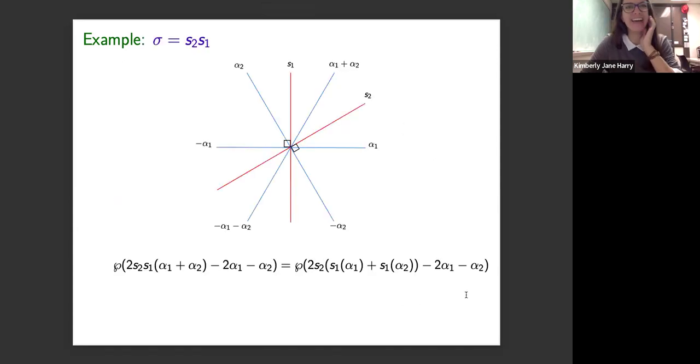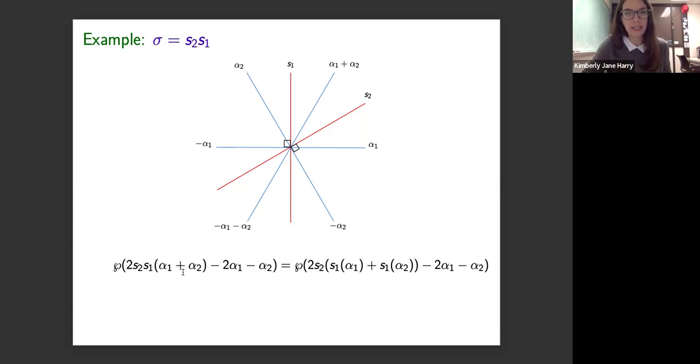So let's look at another element in the Weyl group. I want to look at my sigma, S2 times S1. And I'm going to do this with the picture just to see how things are playing out in here. And I'm just going to look at the constant partition function. So notice before I had a 2 inside this parenthesis because I said I had 2 alpha 1s and 2 alpha 2s. Well, by linearity, I can just pull the 2 out in front of my sigma, and things work out just the same.